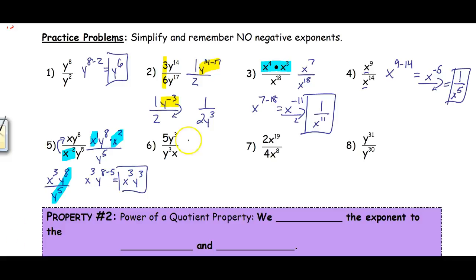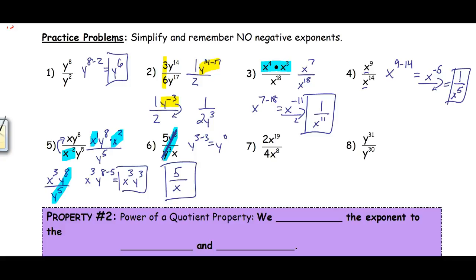All right, number six. You can't move anything around. You can't simplify the numbers out front, so you're going to take care of this. What does y to the 0 equal? Y to the 0 just equals 1. So essentially, those just cancel out. So what are we left with? Can you simplify 5 over x? No. There's your answer.